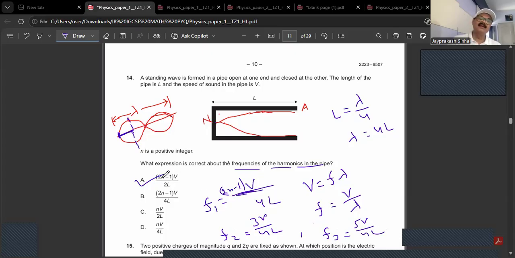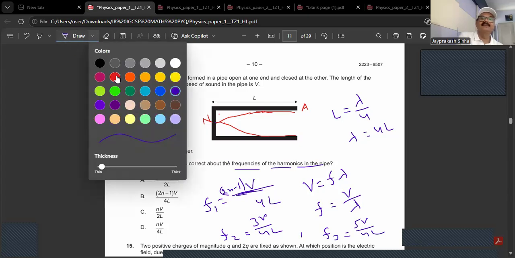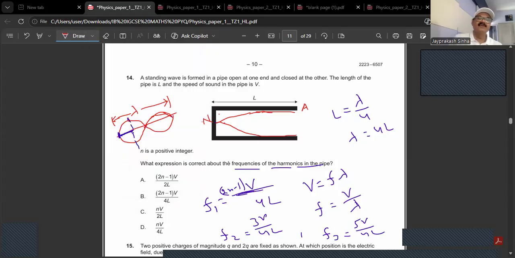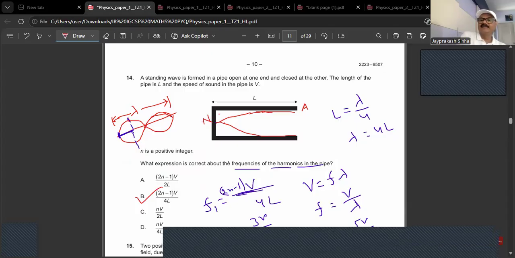So this satisfies not 2L, it will be 4L. Okay. So this will be D. So B is the correct answer. Okay. 2n minus 1 V upon 4L is the correct answer. 2n minus 1 V upon 4L.